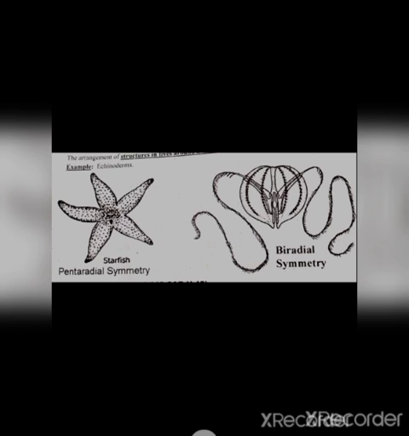And the second one is the Pleurobrachia, an animal belonging to phylum Ctenophora, which shows biradial symmetry. The paired arrangement of some structures in a radially symmetrical animal is called biradial symmetry. Examples are members of phylum Ctenophora.